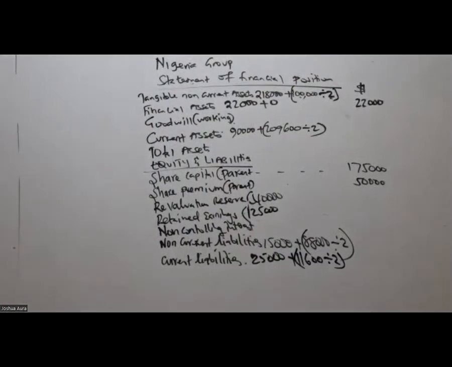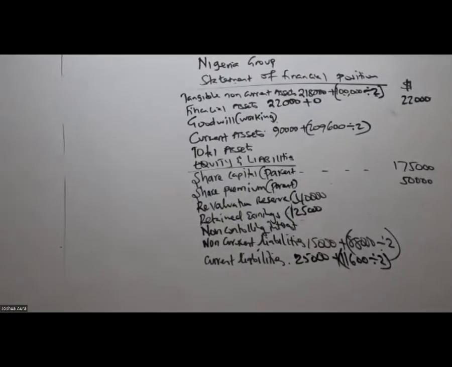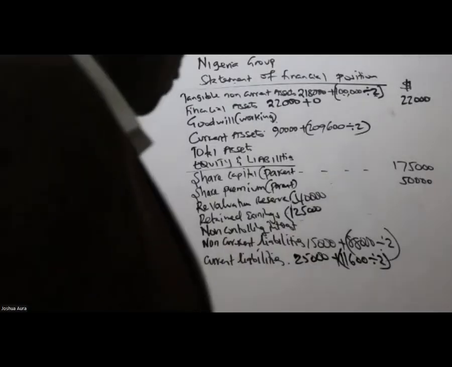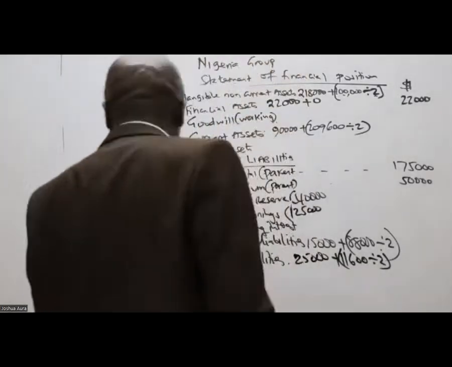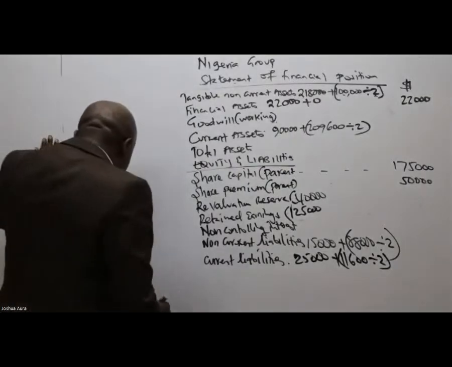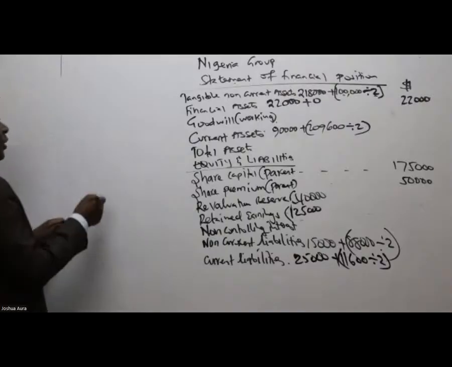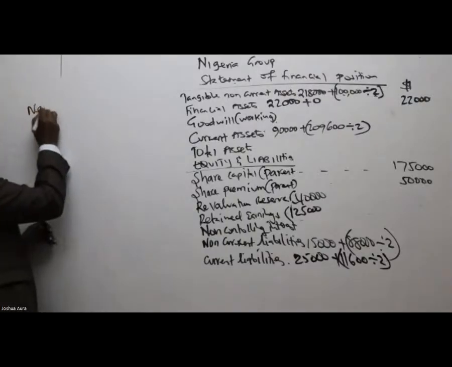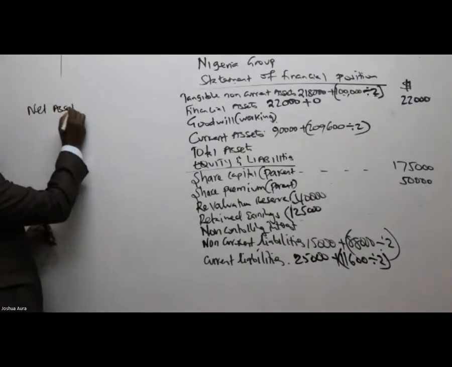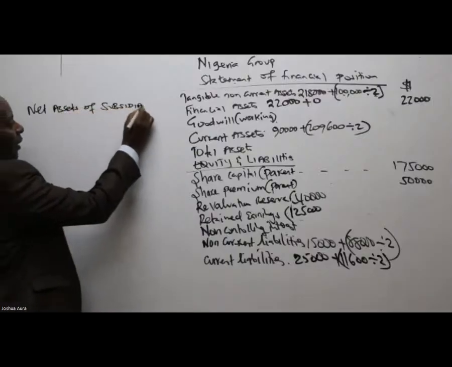Net assets of the subsidiary. So please go ahead and give me the net assets of the subsidiary. So now we are dealing with the net assets of who? The net assets of the subsidiary. 3 marks really.